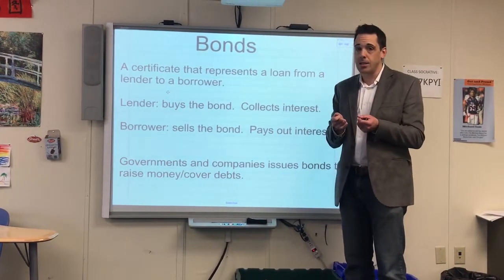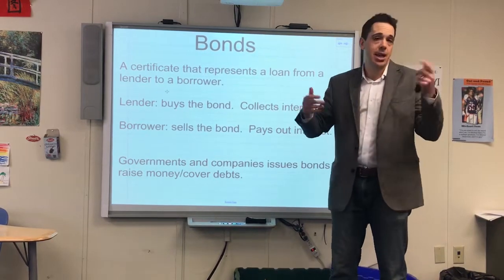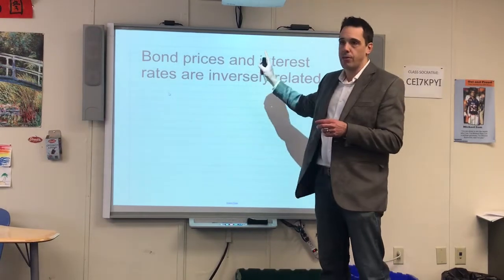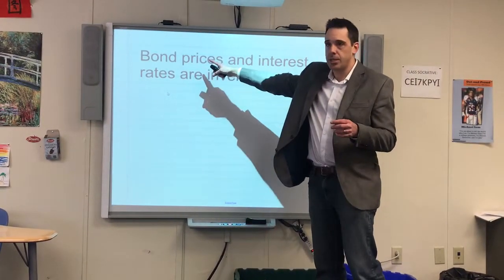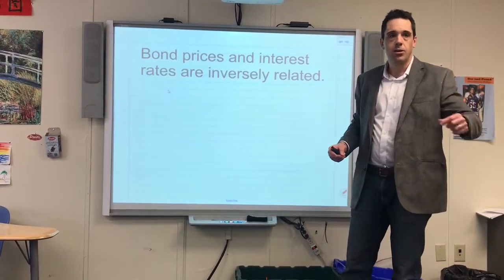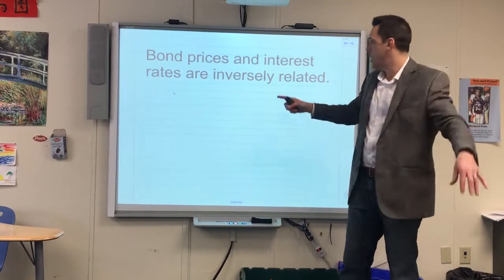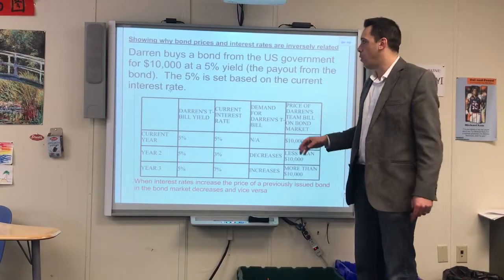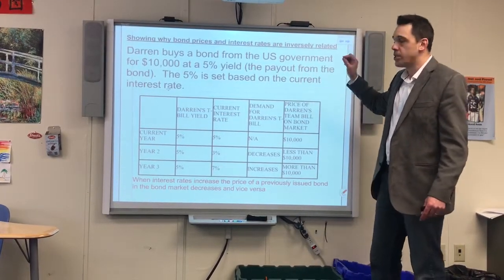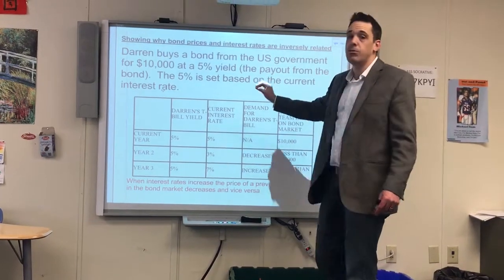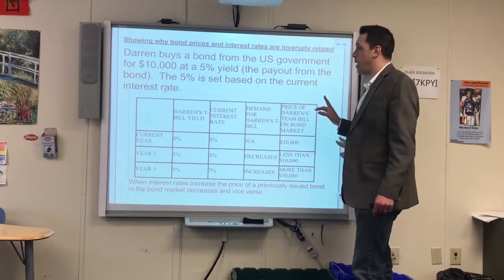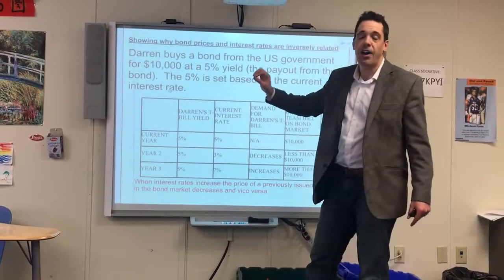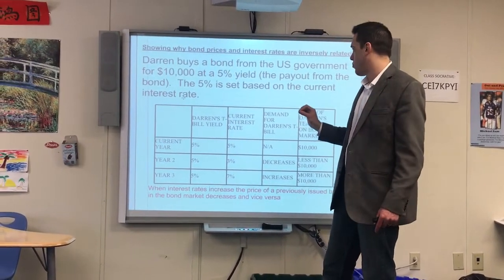Once you have a bond, like anything else, you can resell the bond. You can sell it on the secondary market. And there's a very important relationship between bond prices, which have already been issued, these are bonds that are already out in the economy, and the interest rates that change in the economy. So let's say Darren, and this is very important, the AP exam absolutely needs you to understand this, buys a bond from the US government. Darren pays $10,000, and it's 5% because that's the current interest rate.